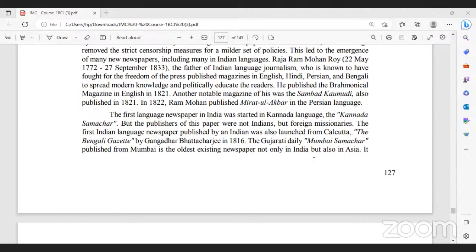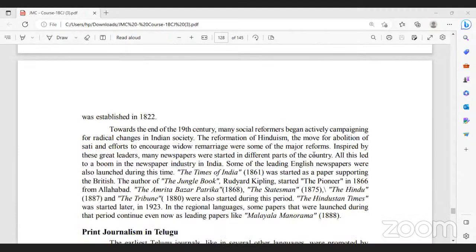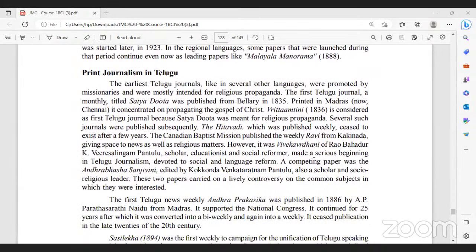The Gujarati daily, Mumbai Samachar, published from Mumbai, is the oldest existing to date. We still see Mumbai Samachar also. So if we date back to print journalism in Telugu, the earliest Telugu journals, like in several other languages, were promoted by missionaries and mostly intended for religious propaganda. The first monthly journal was called Satya Dhuta, published from Bellary in 1835. It was printed in Madras, which is now Chennai, and concentrated on propagating the gospel of Christ.